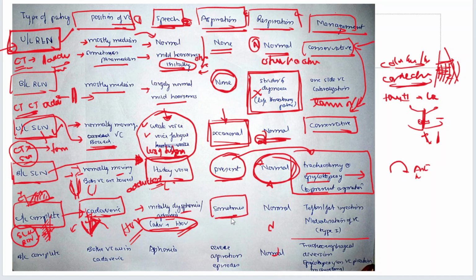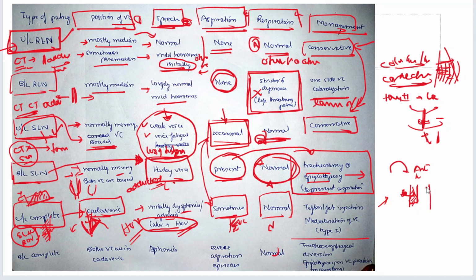Why? Because the left side will save him, the other vocal cord will save him, and also left-sided anesthesia is there. So aspiration will be present sometimes, similar to unilateral superior laryngeal nerve palsy. Okay, respiration will be normal. What is the treatment of choice? You give a Teflon injection lateral to the vocal cord, so that the vocal cord is pushed medially, so that it is coming enough close to the midline.